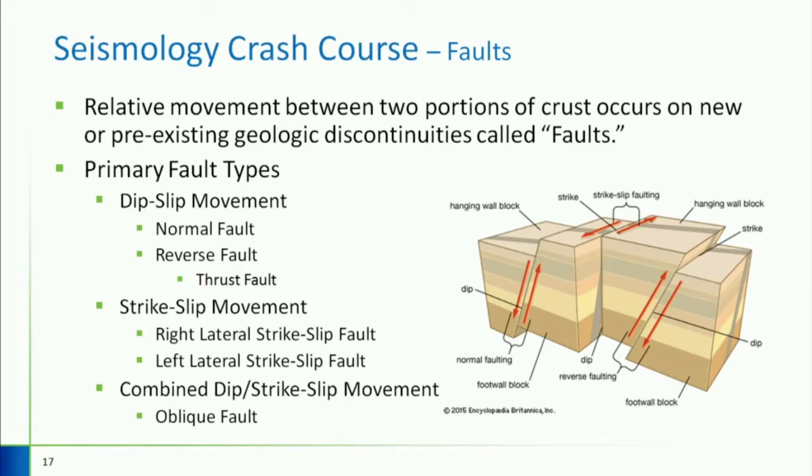If it's pushing against each other and rising up, that's counter to what gravity would have, so it's a reverse fault. And if they're moving laterally, it's a strike-slip fault. As you can imagine, these different motions create different wave action, so the source characteristics do come into play when we're looking at the earthquake and the expected motion that we get.